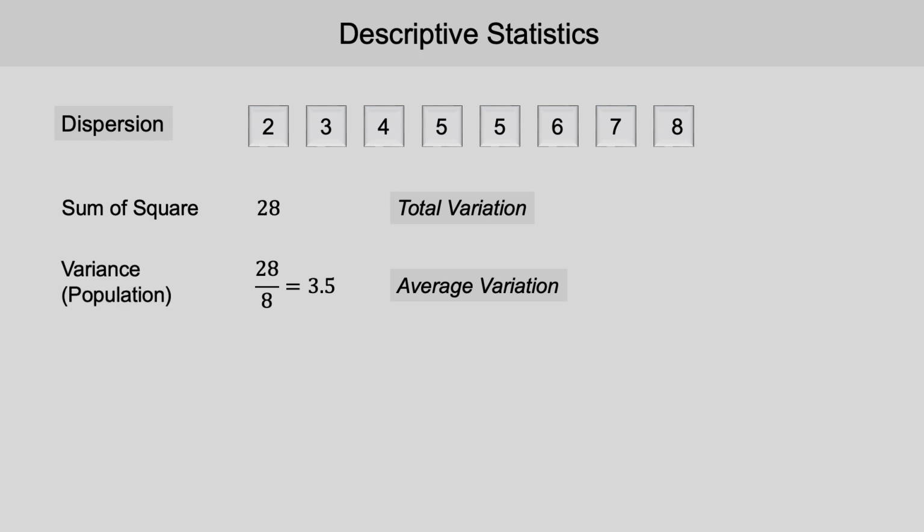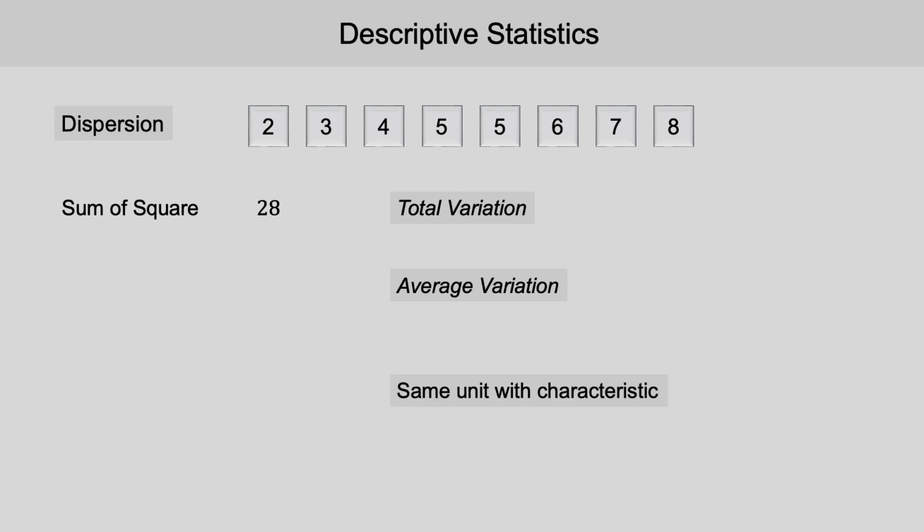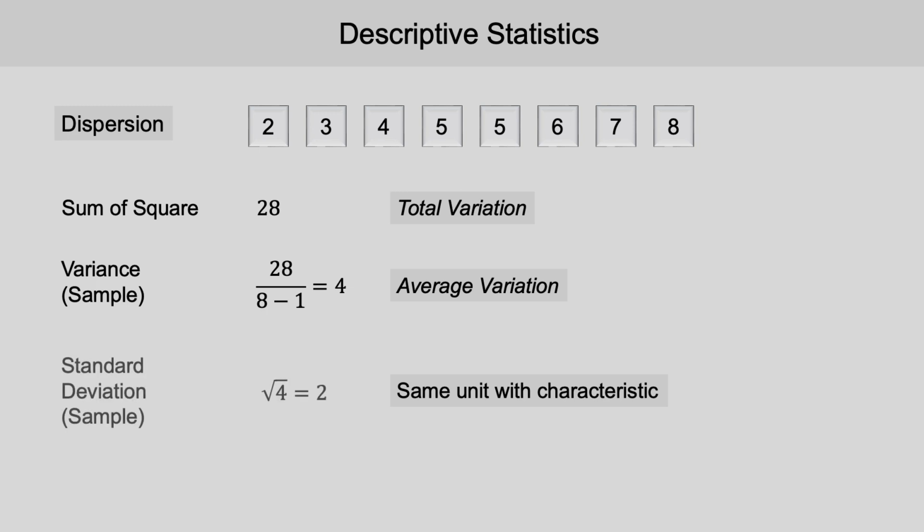The standard deviation shares the same units as the characteristics it's measuring, making it a natural and popular parameter to show the spread around the mean. If these values represent a sample, then the variance needs to be divided by n minus 1. We will explain the reason in video number 4. Then, we can easily get the standard deviation, which is 2.